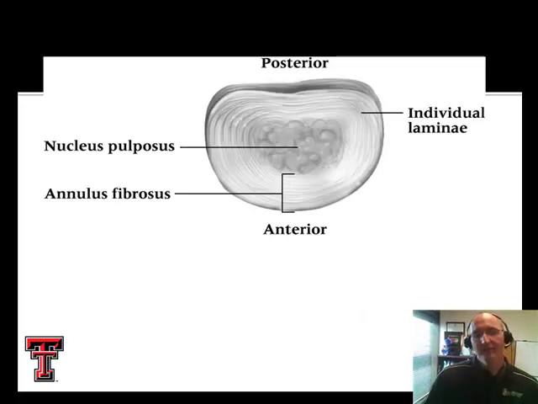Now the disc itself is intended to serve as a shock absorber. So here we see what would be the posterior aspect of the disc and the anterior aspect of the disc. We've got this tough, cylindrical annulus fibrosus that resists motion, and this gelatinous nucleus pulposus that provides shock absorption. Now these are referred to as laminae. This is basically composed of layers, almost like a tree trunk would be.